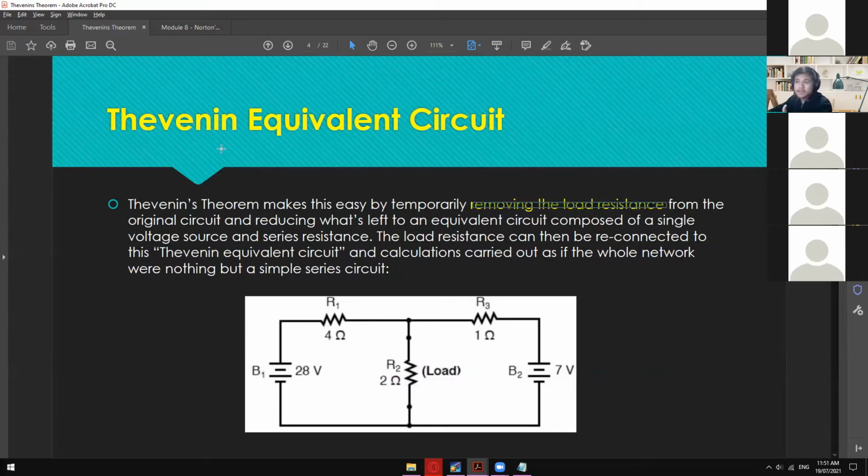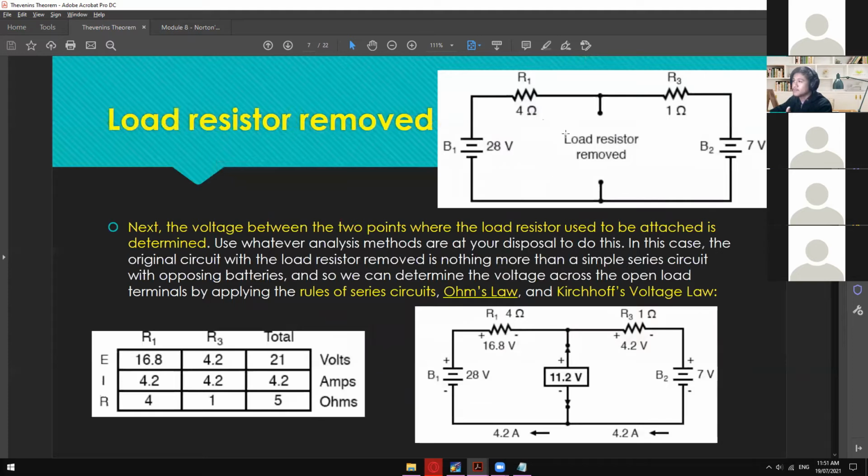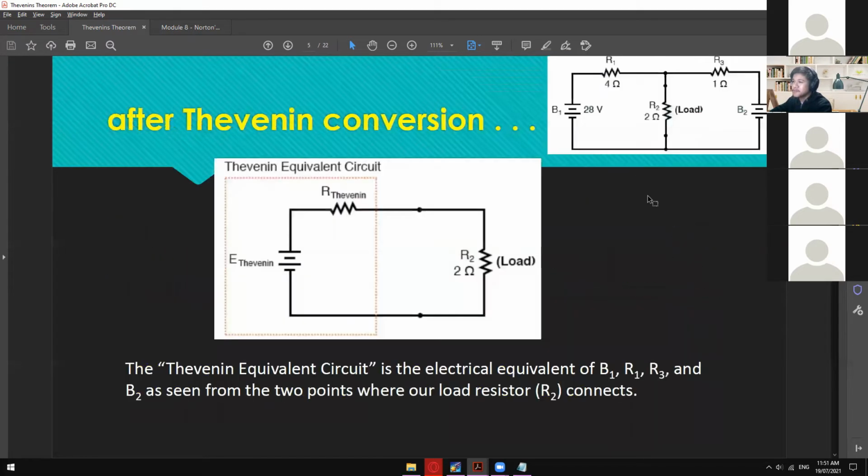That's the first step when it comes to the Thevenin equivalent circuit. After removing that one, you will have this circuit, but before that, let's go right here. Our goal is to convert this original circuit into this Thevenin equivalent circuit.